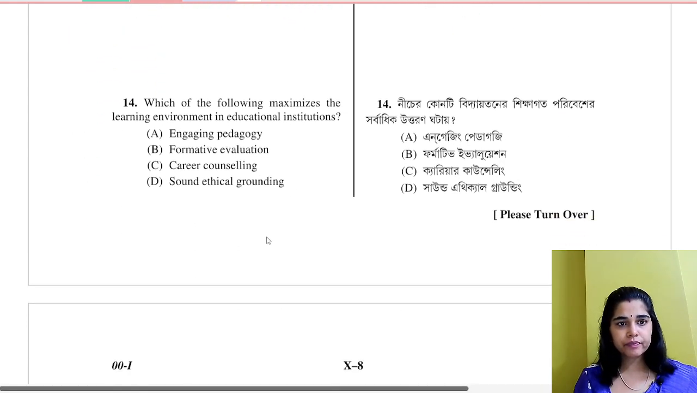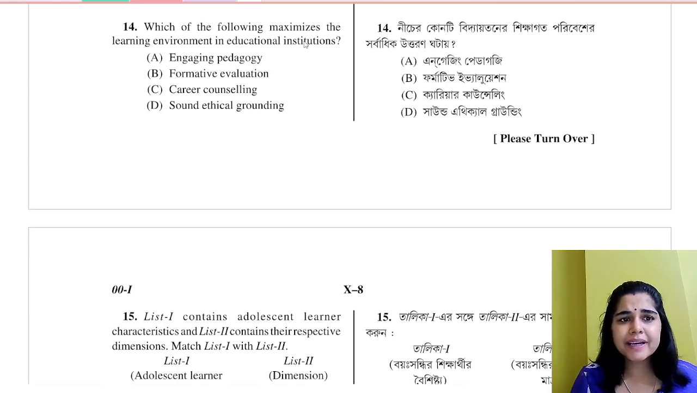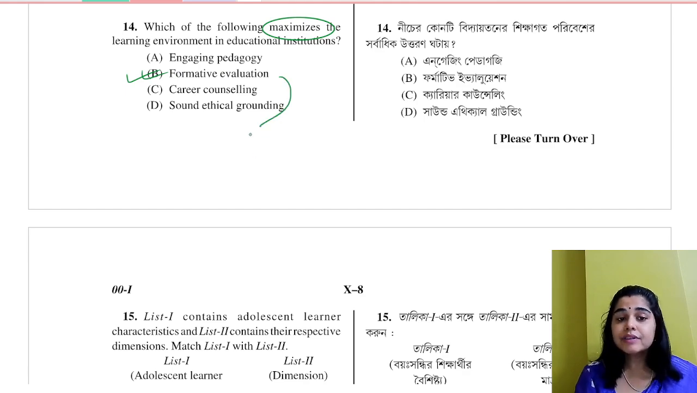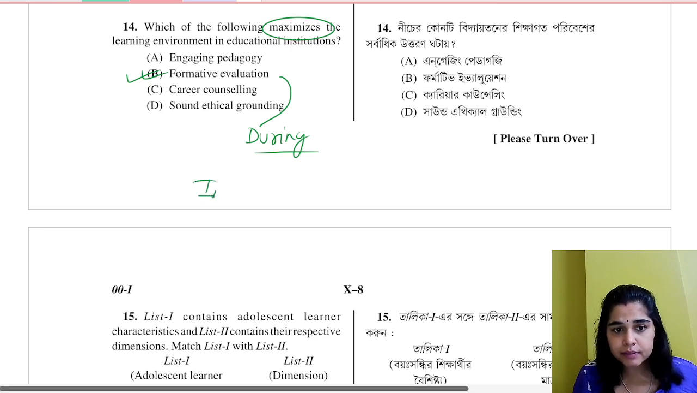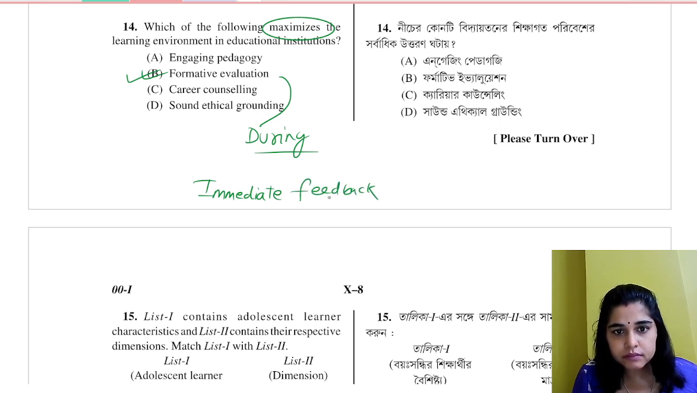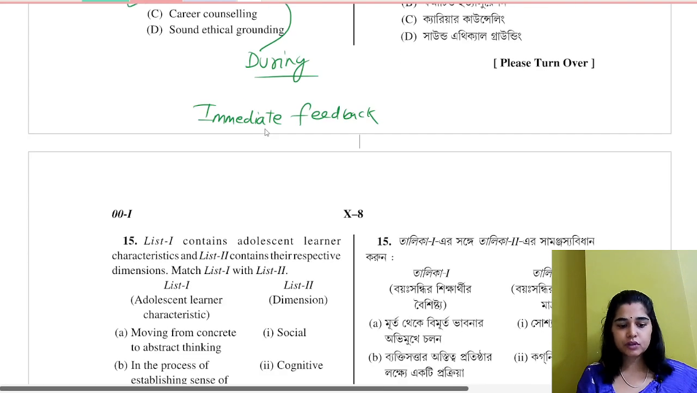Moving to the next question, question number 14. Which of the following maximizes the learning environment in an education institution? Which will maximize? The maximization will be formative evaluation. Why formative evaluation? Because we will do this during the process, during any type of process which is going on in the class. And here we will get immediate feedback. So that's why this one.